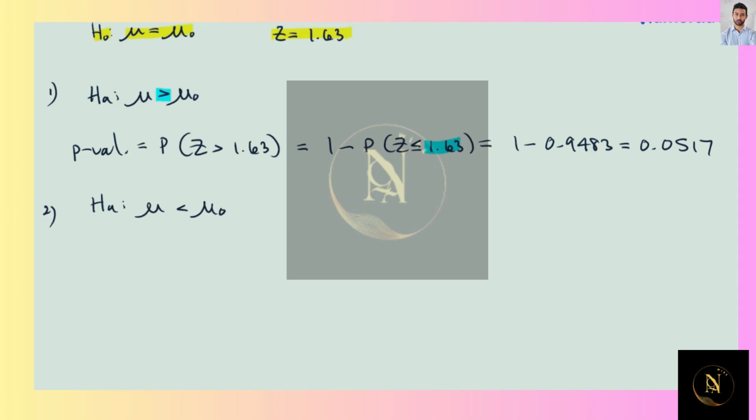This would be a left-tailed test, so the p-value is the probability of a test statistic smaller than that obtained. This would be 1 minus 0.0517, which is 0.9483.